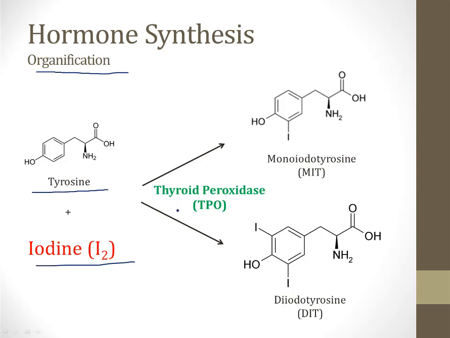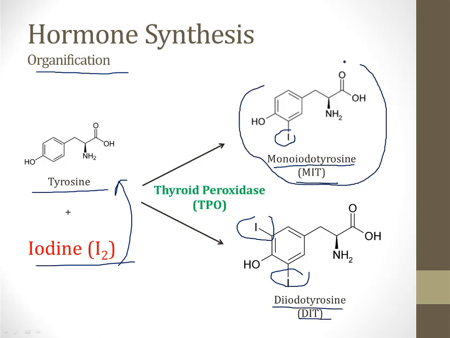Thyroid peroxidase catalyzes the addition of iodine to tyrosine. If you add 1 iodine atom, you will create a molecule called monoiodotyrosine, or MIT. If you add 2 iodine atoms, you will create a molecule called diiodotyrosine, or DIT, and these get synthesized on those tyrosine residues sitting on the thyroglobulin structures in the follicle of the thyroid gland.